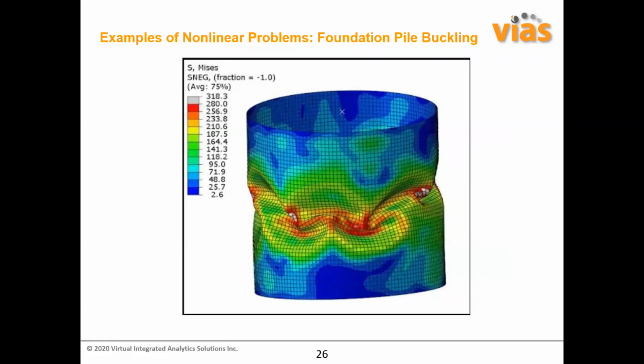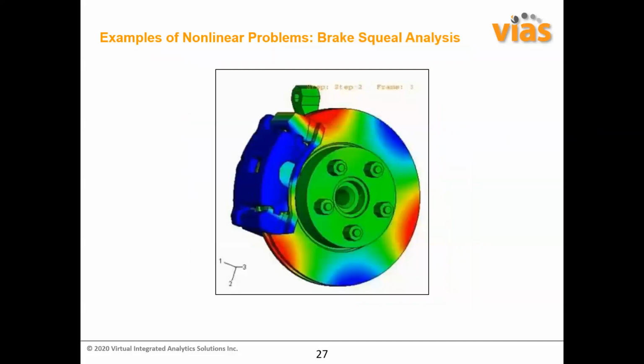Once again, we as analysts have to be careful that, even though Abaqus has very powerful algorithms, we should be careful about putting the correct inputs in. That's how we'll be getting the correct outputs. So brake scale analysis, here it involves contact and friction. So it's once again a complex problem to solve.